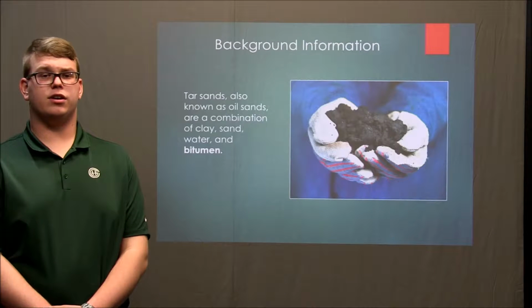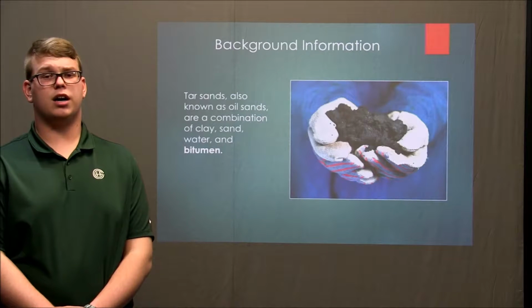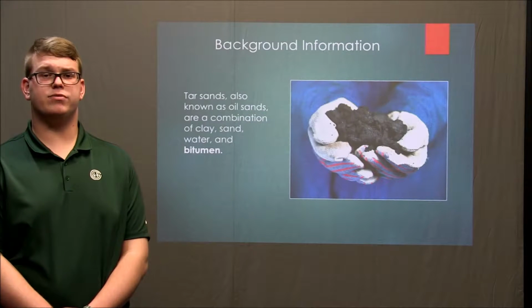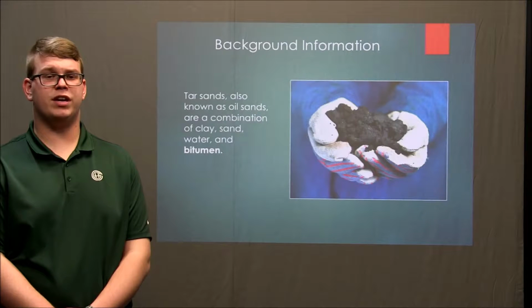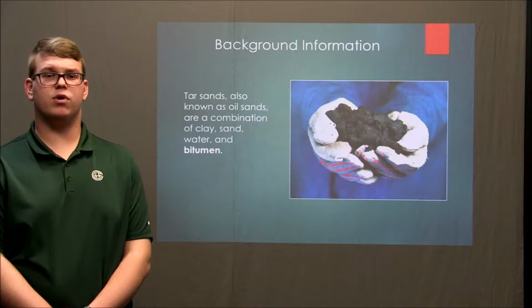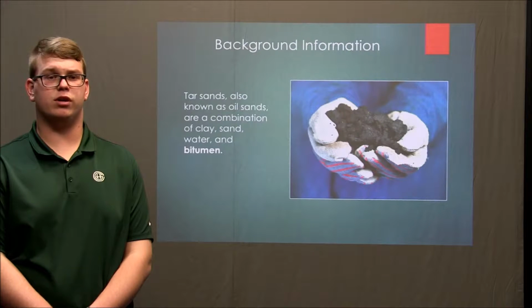Tar sands, also known as oil sands, are a combination of clay, sand, water, bitumen, and various naturally occurring compounds. Estimates place reserves at approximately 170 to 250 billion barrels of recoverable oil from these sands. Approximately 2 tons of oil sand is needed to produce 1 barrel of oil.